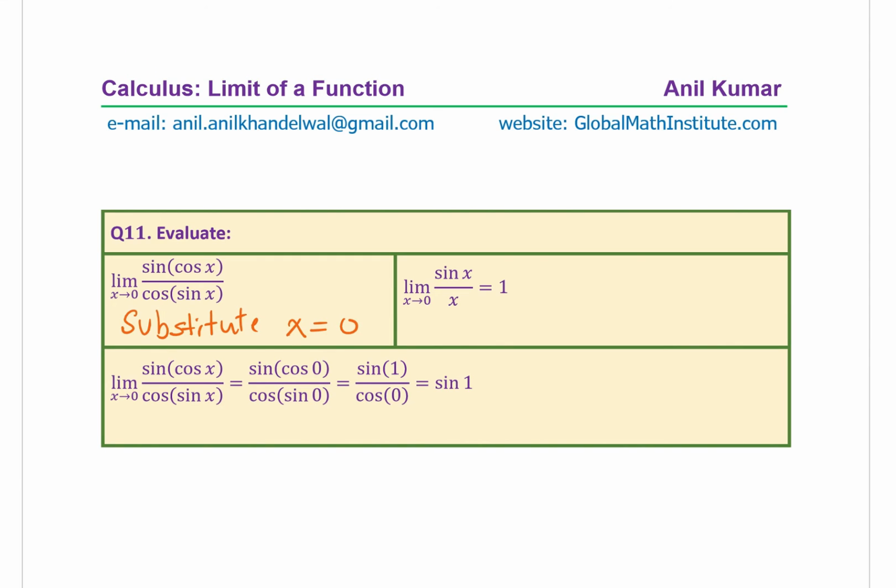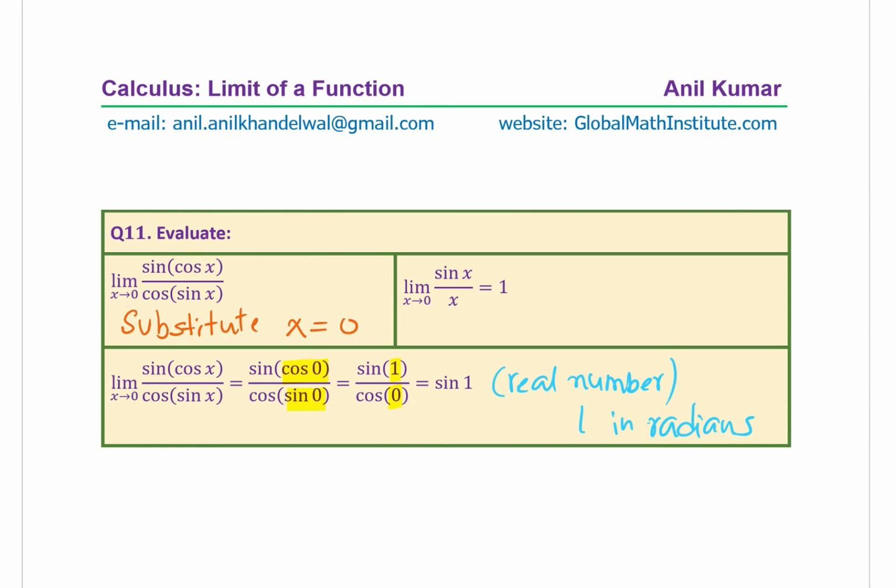What do you get? When you substitute x equals 0, you get cos 0 and sine 0, right? So what is cos 0? Cos 0 is 1 and sine 0 is 0. And what is sine 1? Sine 1 is a number, a real number, where 1 is in radians.